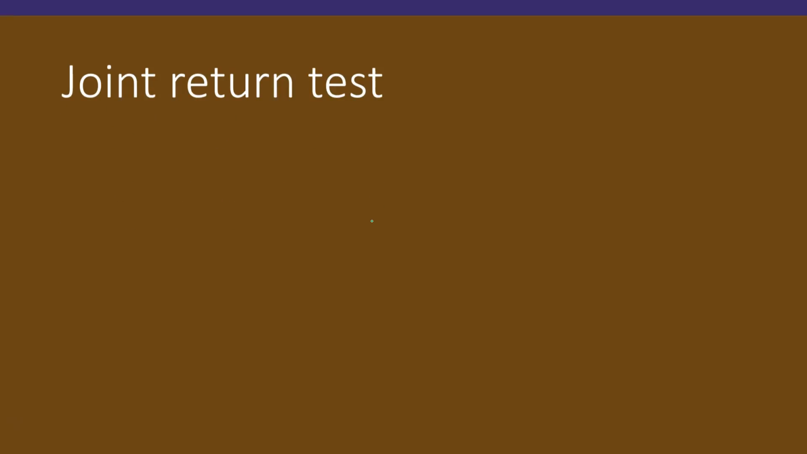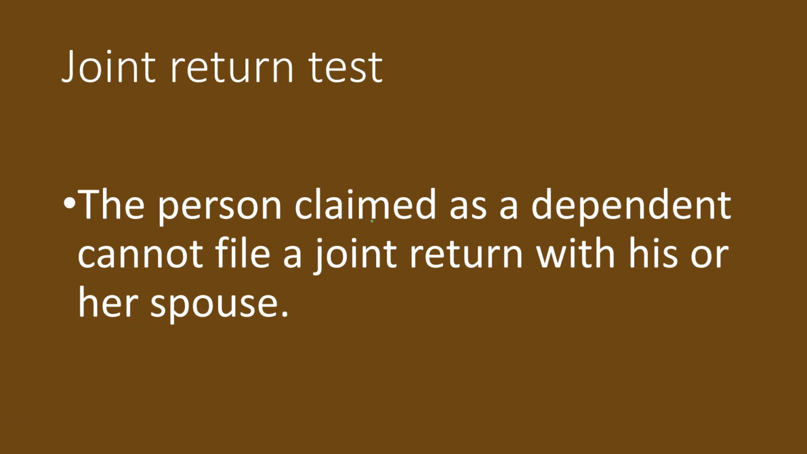So joint return test: to qualify for an exemption, the person claimed as a dependent cannot file a joint return with his or her spouse. So if the child is married, then even if they're eligible in all other ways to be an exemption on their parents' return, they cannot do so because it's assumed that they will be an exemption on the return of the married tax return.